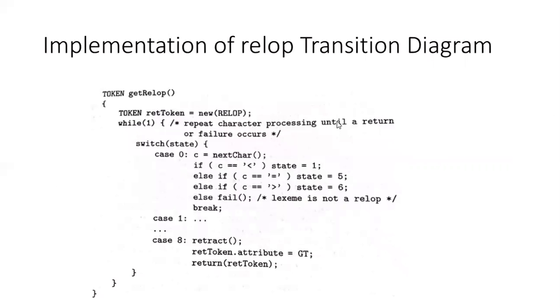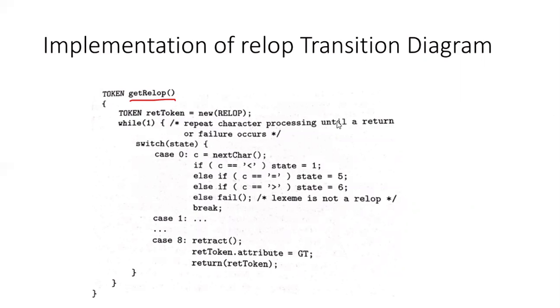Now, for the RELOP, let us look at an implementation of it. How are you going to implement this transition diagram? You think of this as a function. You've written a function in C. Token, it returns a token, getRELOP. Okay, this is the function.